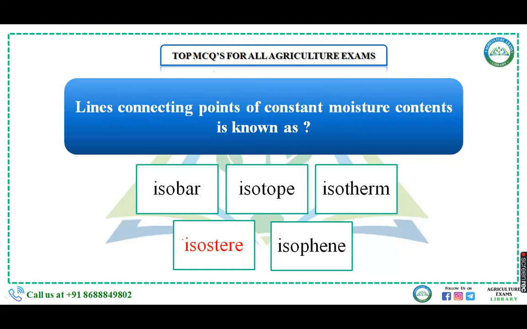Lines connecting points of constant moisture content are known as isobar, isotope, isotherm, isoster, isophenyl. Isobar means lines connecting equal pressure. Isotope means elements having the same atomic number but different atomic mass. Isotherms are lines connecting the same temperature. Isophenyl means lines connecting the same seasonal phenomena. And isoster means lines connecting points of constant moisture content. So our answer will be isoster.